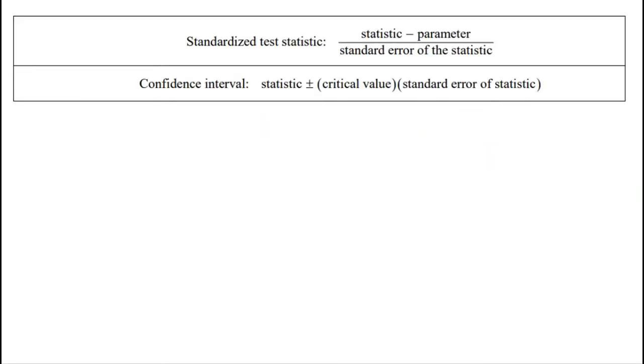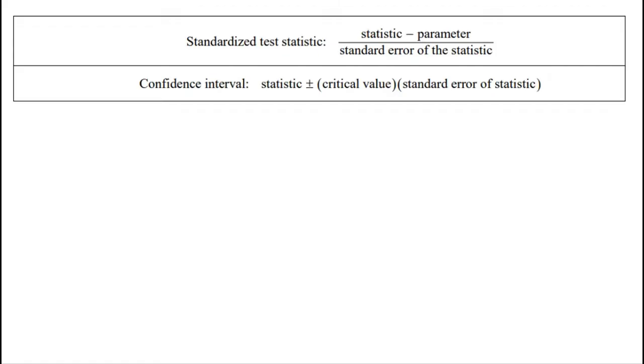Now, here is what is given very generically. The standardized test statistic that you would need for a significance test, this is going to be your t-score or your z-score, is going to be a statistic, something that you gathered from your sample, something that you actually observed, minus the parameter that we thought to be true, divided by the standard error of the statistic. And then for a confidence interval, the most generic formula possible is taking a sample statistic plus and minus the margin of error.